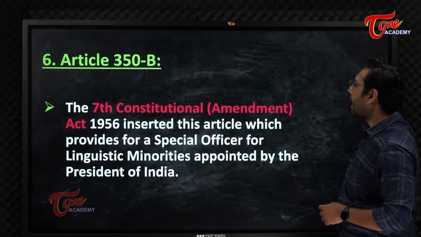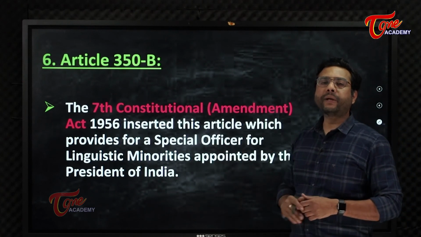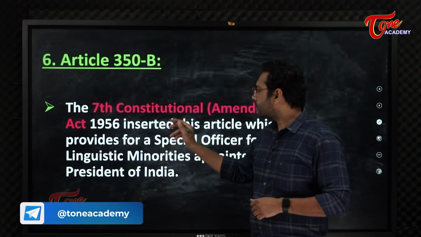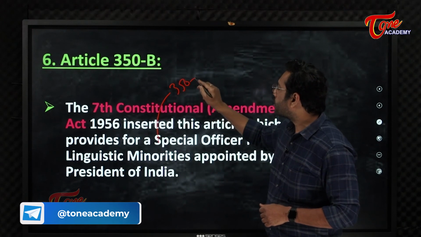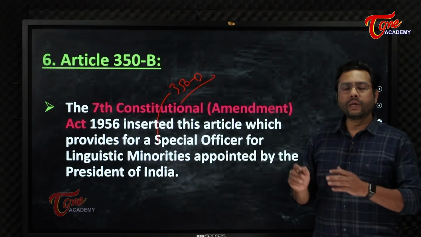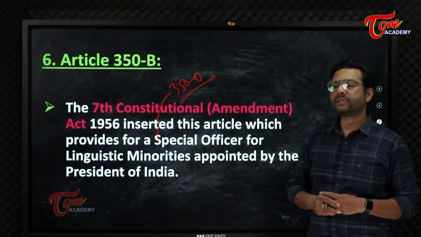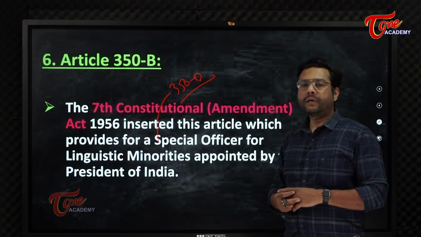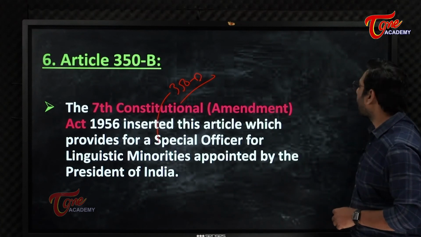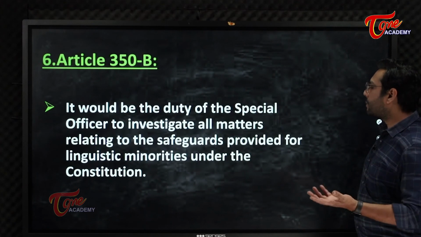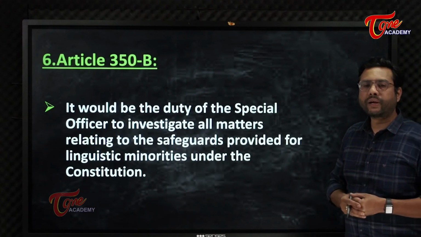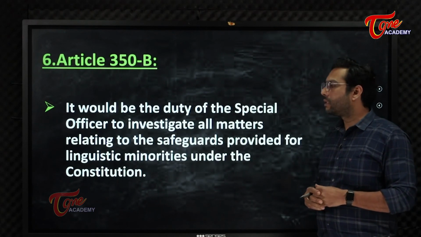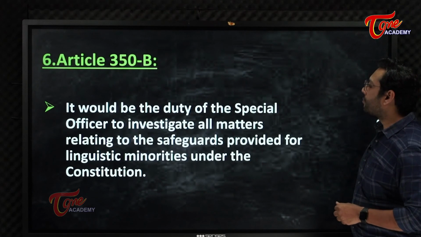So Article 350B, we had a special officer for linguistic minorities, which has a constitutional status given to it. That is, Article 350B talks about a special officer for linguistic minorities. Even this article safeguards the rights of linguistic minorities. So for linguistic minorities, the officer will strive to safeguard the rights by investigating any complaints given to such officer.